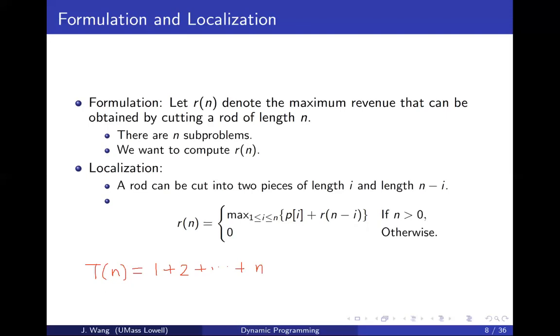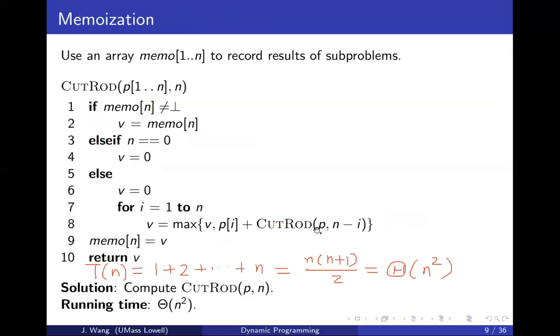Okay. So then, of course, you need to be very good at this summation. So this is equal to n times n plus 1 over 2. This is just in the order of n squared. That's the runtime. So we don't even need to look at this. You don't even look at this implementation. If you look at the implementation, of course, you know it will be n squared.